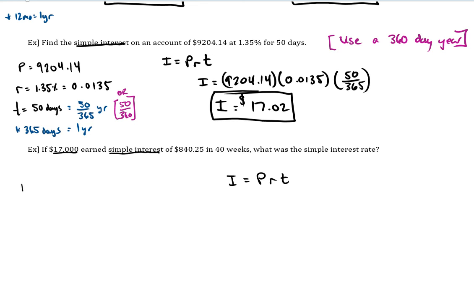Okay, so they said if $17,000 earned this amount of simple interest. So this is still our principal. They're saying this was a present value, if this amount at the start then earned that amount of interest. So that is our capital I in this problem.